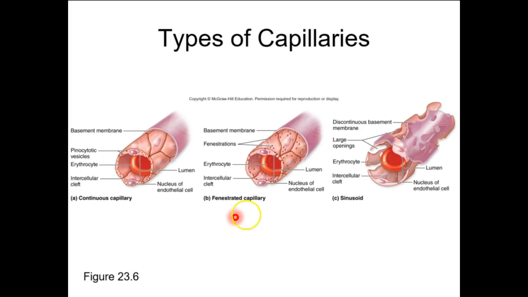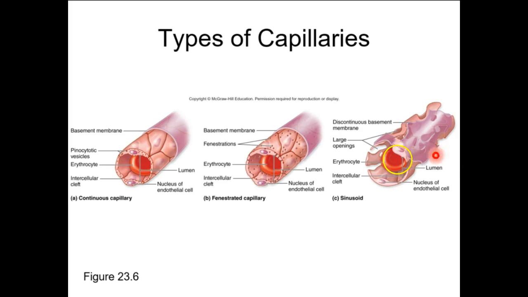And then sinusoidal or sinusoid have very large gaps. If you are a blood cell, you may actually be able to make it through these sinusoids. So this is going to only be in places where we need to get the blood cells in and out very easily. So next week we'll talk about lymphoid after our exam, and we'll talk about how the spleen is going to filter the blood. It can only do that if the blood cells leave the capillary beds in the spleen. So that's going to be a location with sinusoid capillaries.